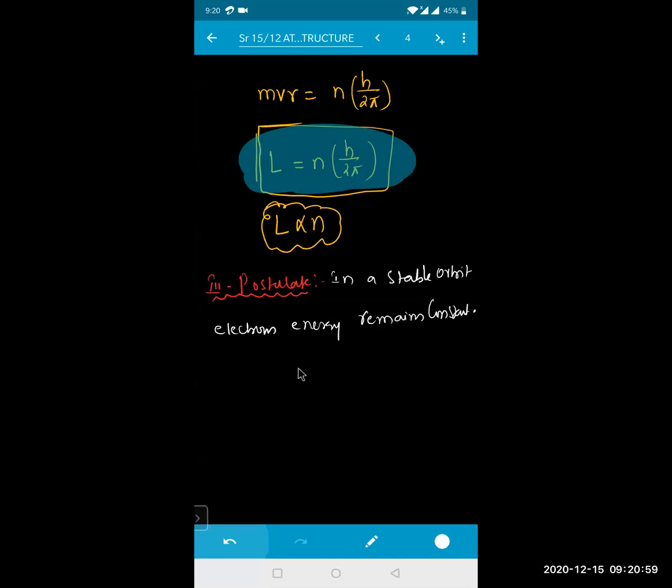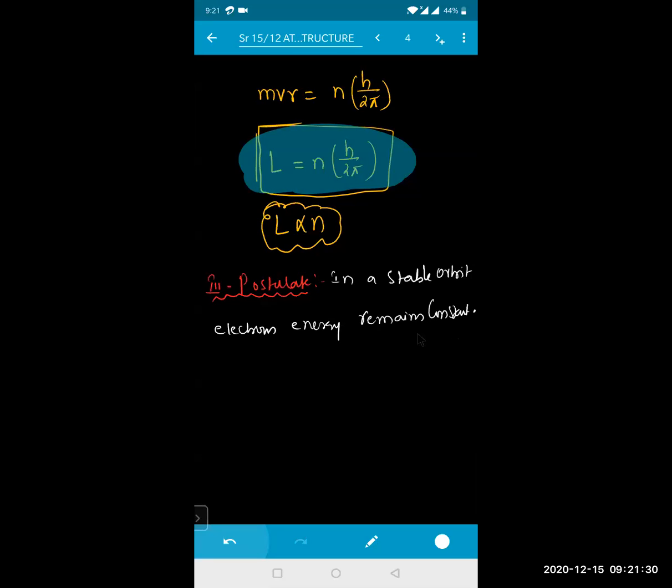So when the electron's energy changes, I mean when it makes a transition from one orbit to another, during that instantaneous transition, it involves the quantization of energy in the form of electromagnetic radiation. So that is your postulate. That means in a stable orbit, the electron's energy remains constant. When it makes a transition from one orbit to another energy level, such transitions are instantaneous and involve the quantization of energy in the form of what? Electromagnetic radiation, which we call photons.